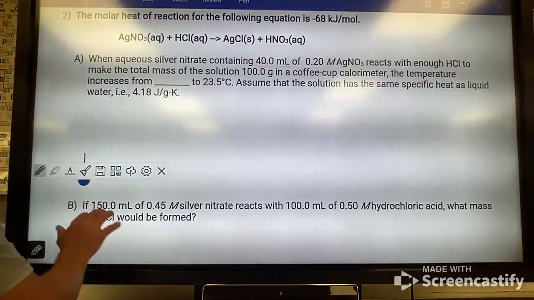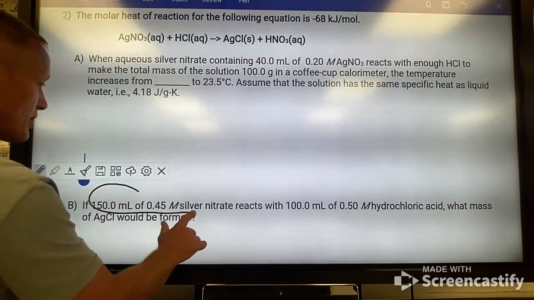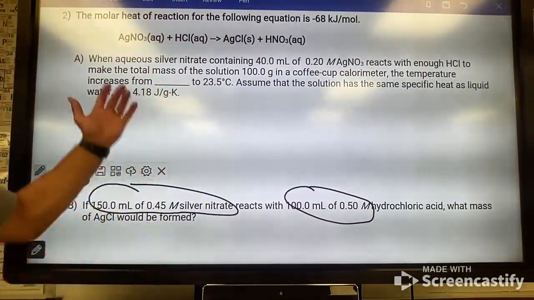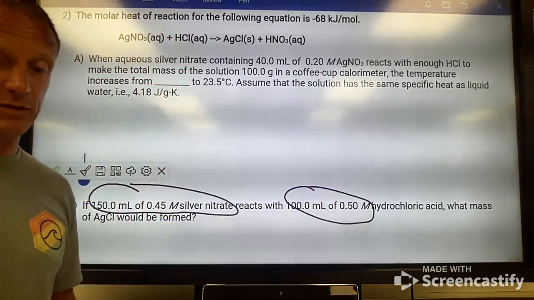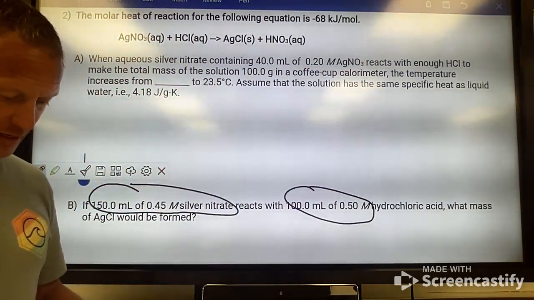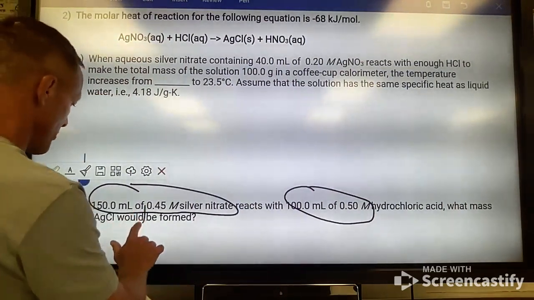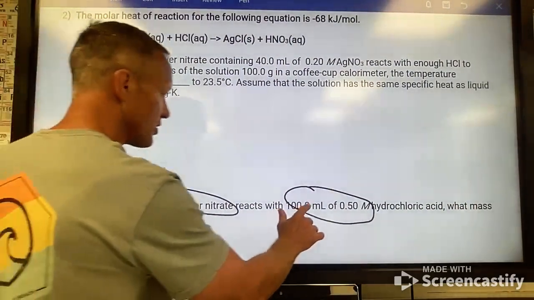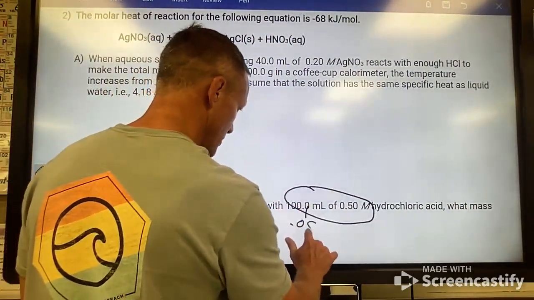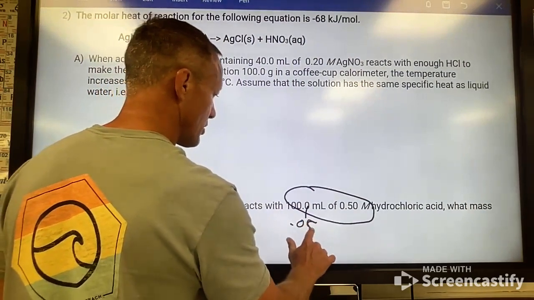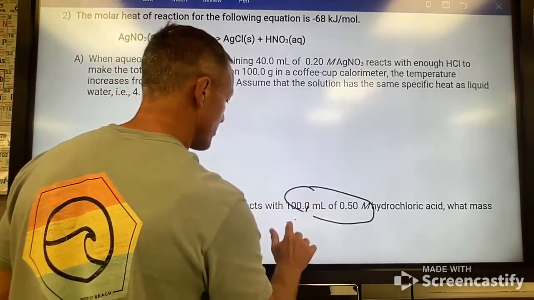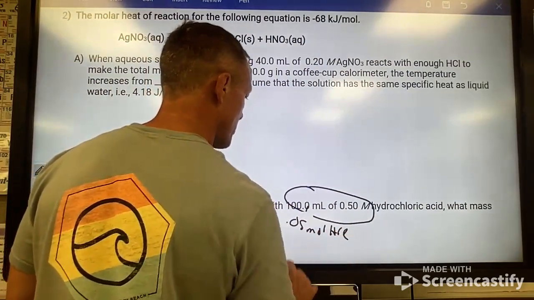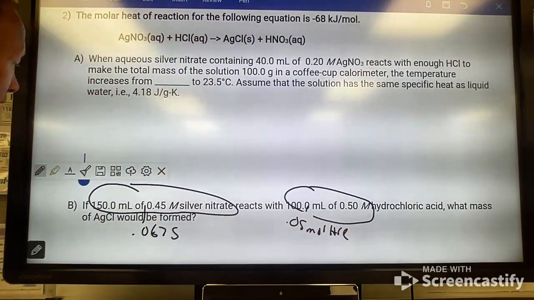So remember, you can multiply liters times molarity and get moles. Since it's a 1-to-1 ratio, whichever one is the least number of moles is limiting reactant. I would tell you that this ends up being 0.0675 moles. This ends up being 0.05 moles. So this is your limiting reactant. And then it wants to know what mass of AgCl would be formed.